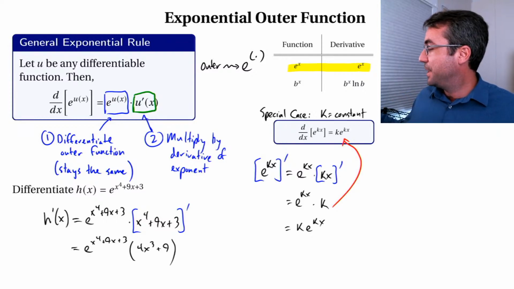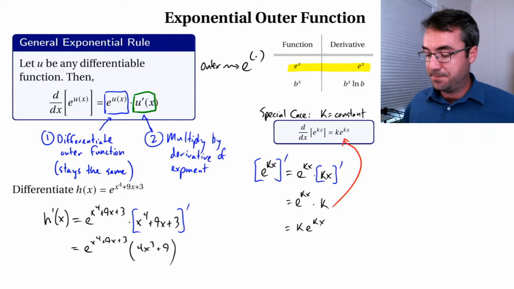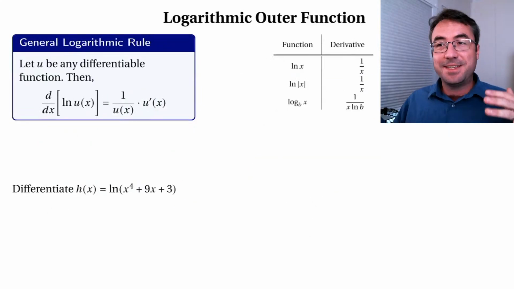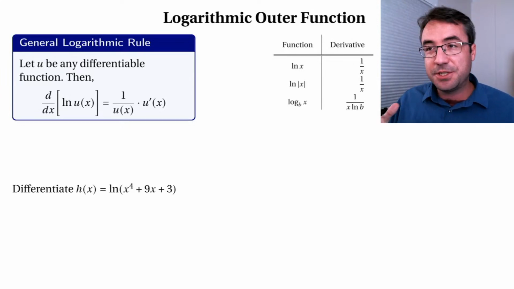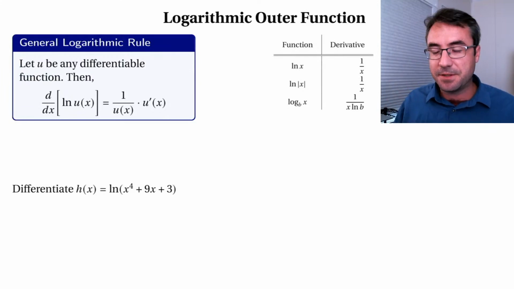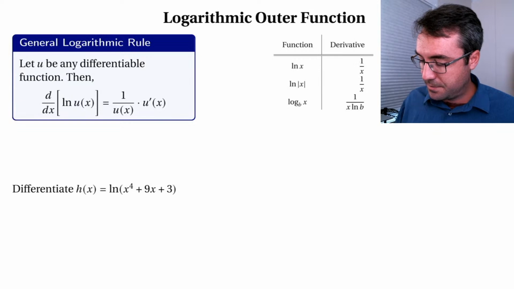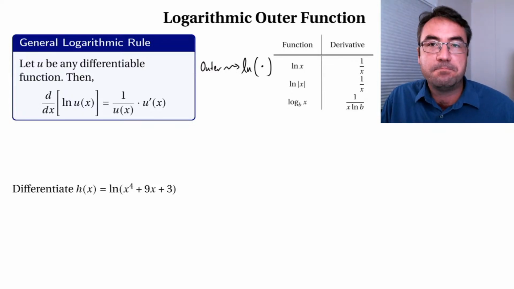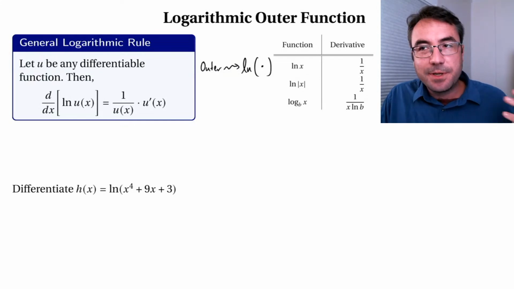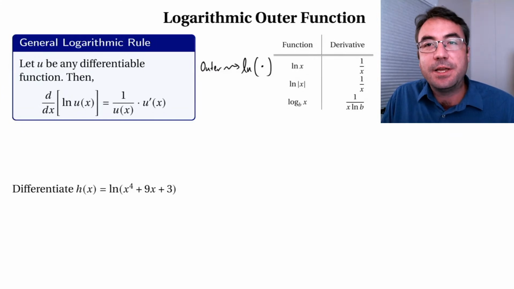One other special case that we're going to consider is with log functions. And again, these are all just special cases of the chain rule, so they're going to feel very similar. It's just that first part, differentiating the outer function, is going to be slightly different. So for our example here, our outer function is going to be the natural log of some stuff. We call this the general log rule, but it's really just a special case of the chain rule. So let u be any differentiable function, then the derivative of the natural log of u of x is equal to 1 over u of x times u prime of x.